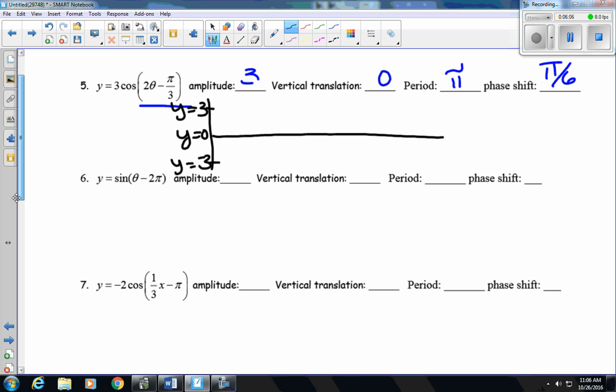Okay, so here's the new stuff. The phase shift is your starting point. You need to label that somewhere on your paper. Phase shift is your starting point.